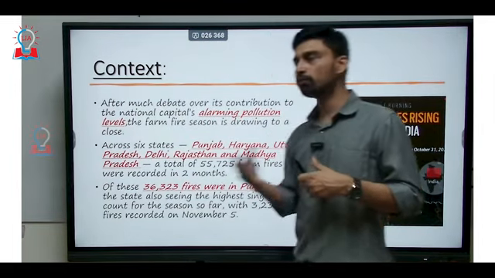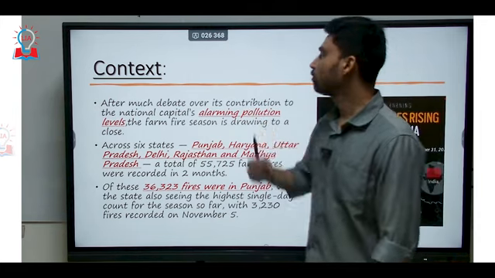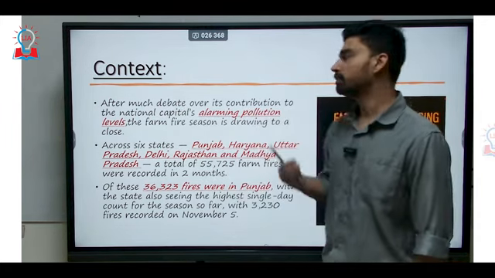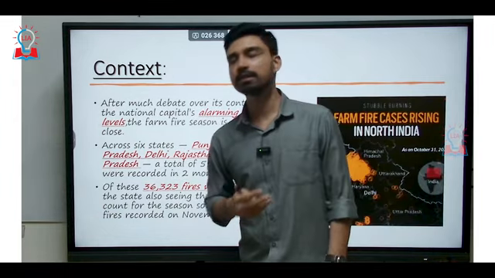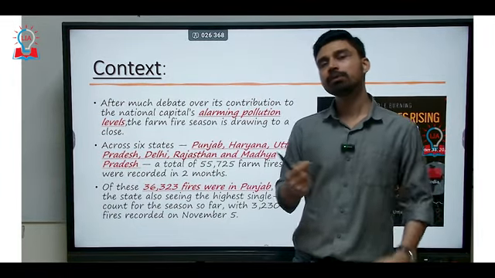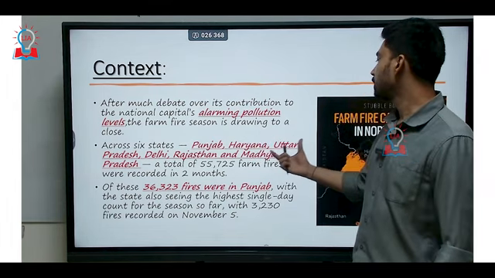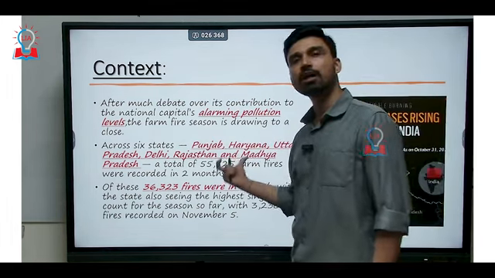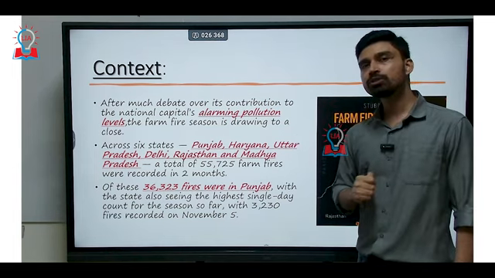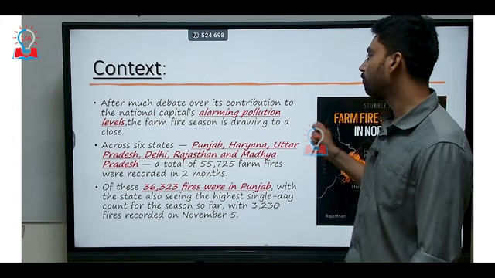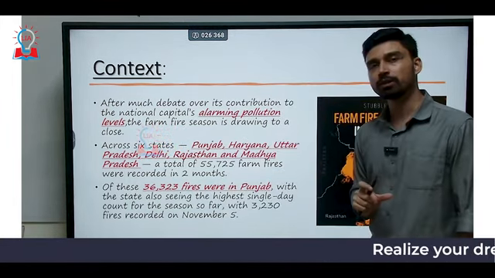So first of all, to give you the brief context of this particular topic, after much debate over, as we have discussed, the contribution of farm fires to the national capital's pollution, finally the farm fire season is coming to an end. And as per the recent report, across 6 states of North India, that is Punjab, Haryana, UP, Delhi, Rajasthan and Madhya Pradesh, a total of 55,725 farm fire accidents or incidents were reported in a 2-month period only.